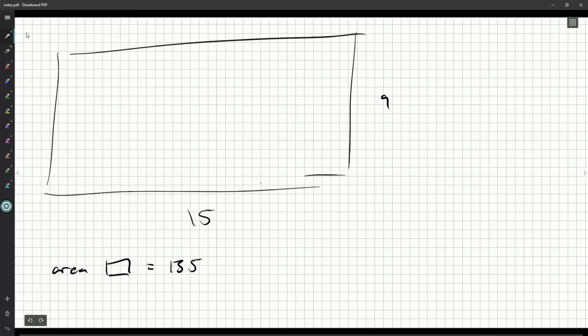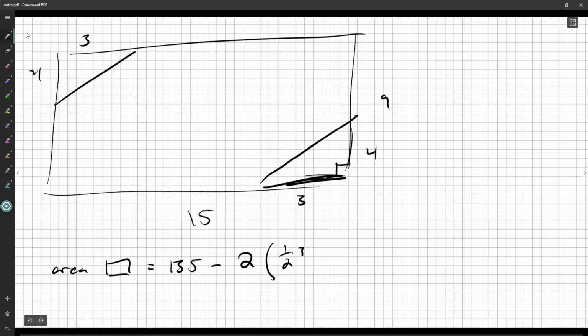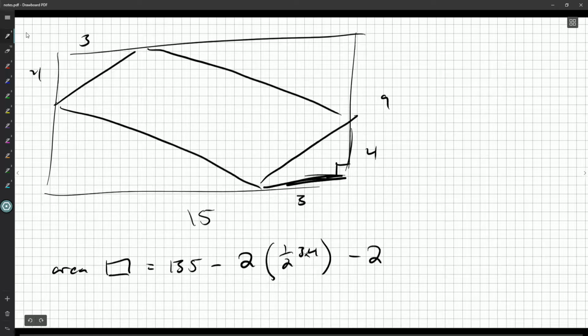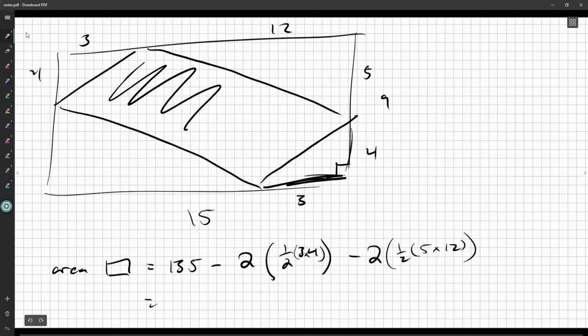And then to make my parallelogram, we take away these two triangles here. So we take away two triangles who have area of 1/2 base times height. And then two more triangles get taken away that have base and height of 5 and 12. So formula for the area of those triangles, 1/2 base times height. Okay. So what's left over is my parallelogram.